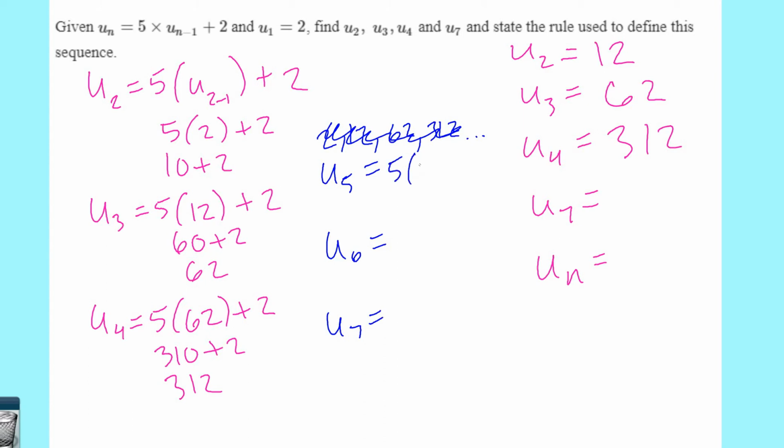So we're going to do 5 times the previous one plus 2. So 5 times 312, that's 1560, plus 2. Then times 5 plus 2, that gets us our 6th term.